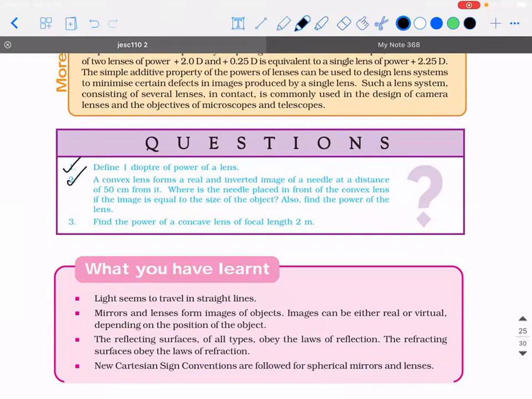Second, a convex lens forms a real and inverted image of a needle at a distance of 50 centimeters from it. Where is the needle placed in front of the convex lens if the image is equal to the size of the object? Also find the power of the lens. I repeat it. A convex lens forms a real and inverted image of a needle placed at a distance of 50 centimeters from it. Where is the needle placed in front of the convex lens such that the image is equal to the size of the object? Answer.